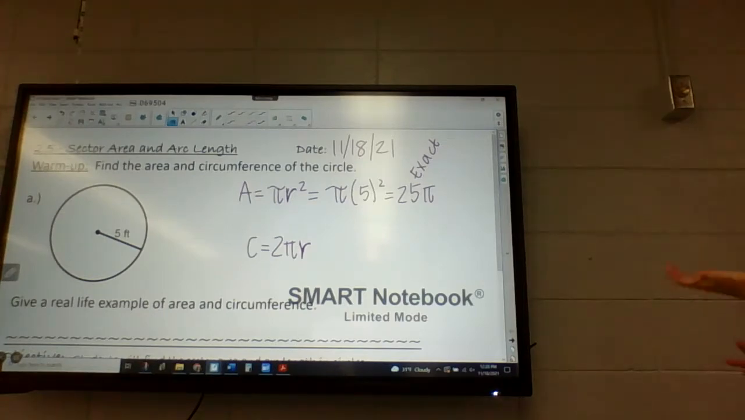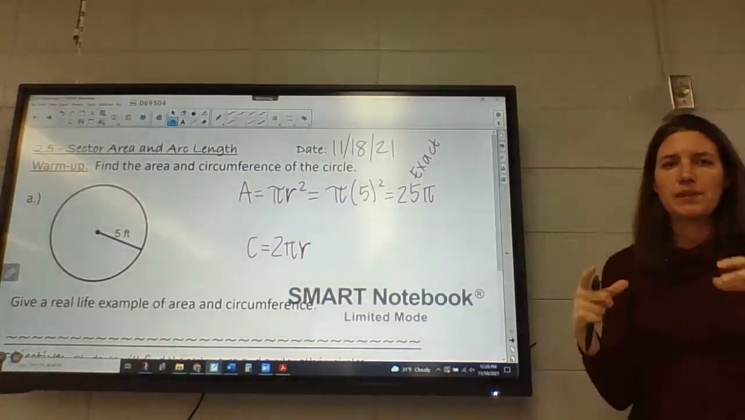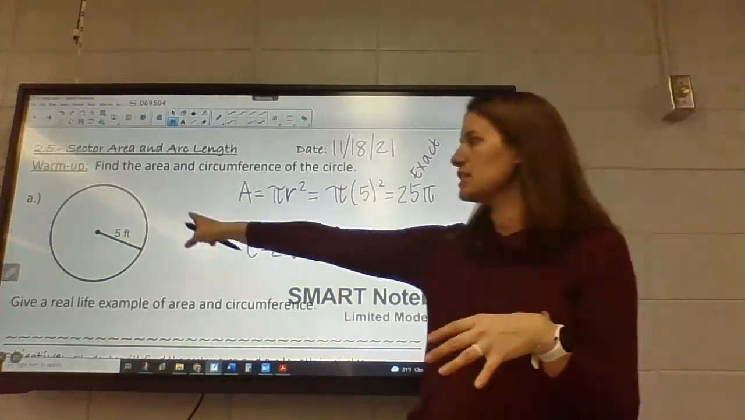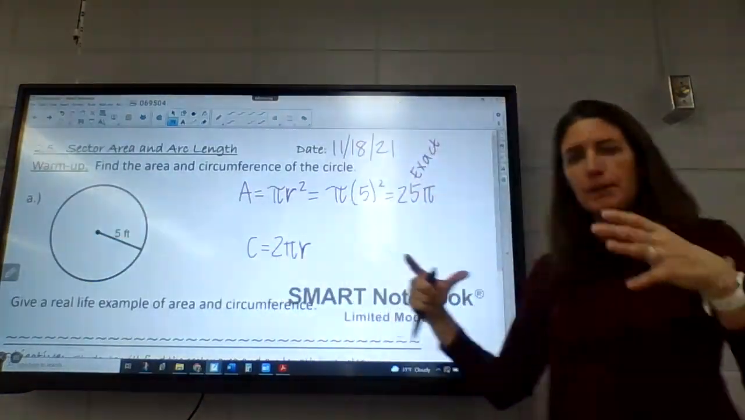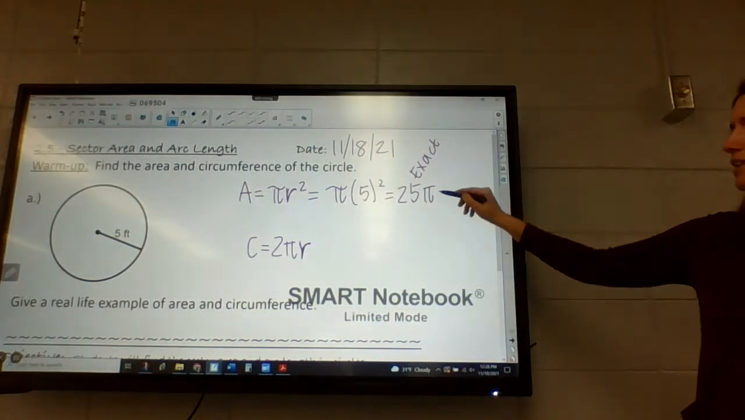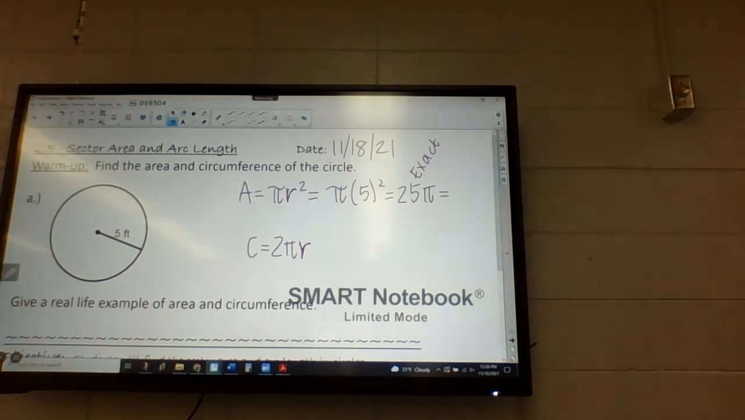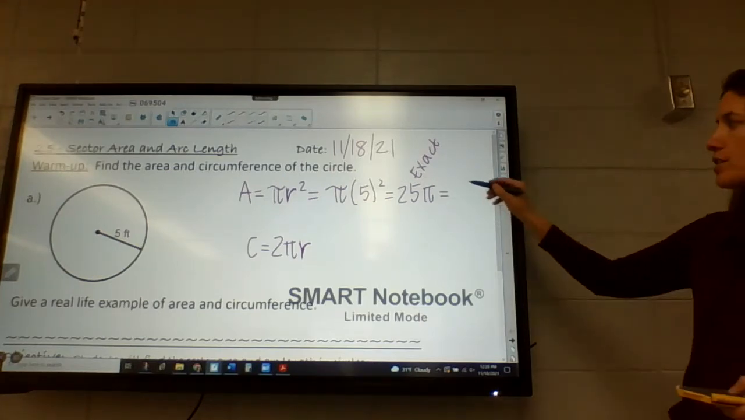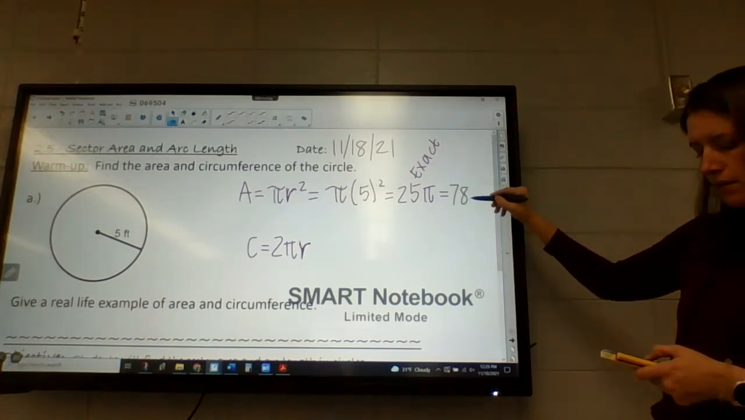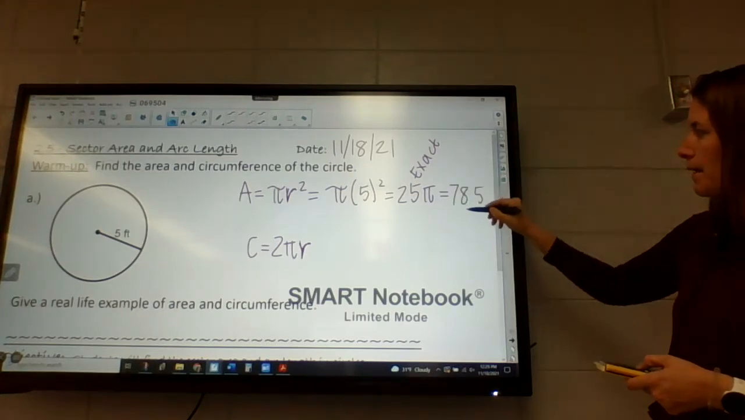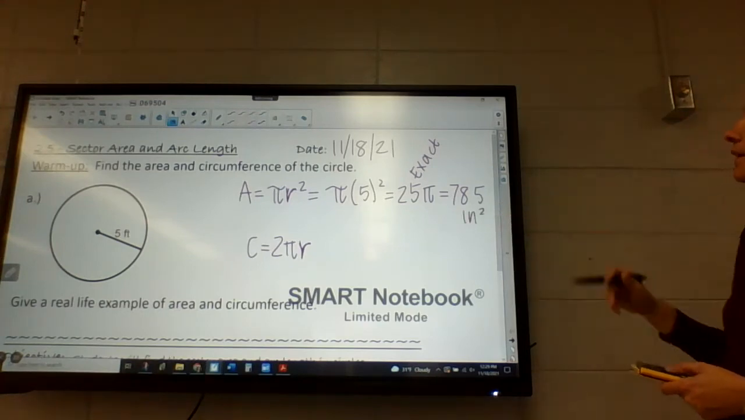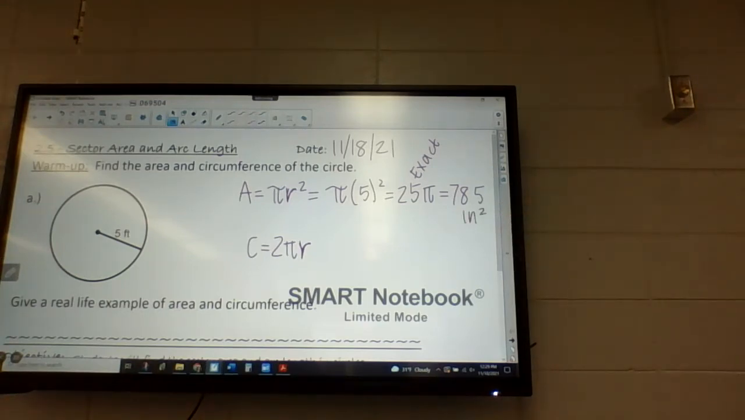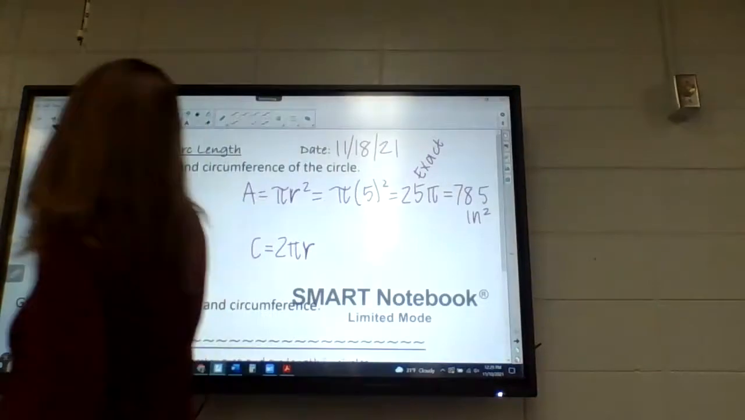However, if we actually want a real answer, like if I actually want to know what the square footage of this circle top is, I'd want to actually find an answer. I wouldn't walk into Home Depot to ask for a tarp that's 25 pi units, it sounds kind of crazy. So I'd want to convert that over, so we get 78.5. And that would be inches squared, or sorry, feet squared. Not inches. All good.